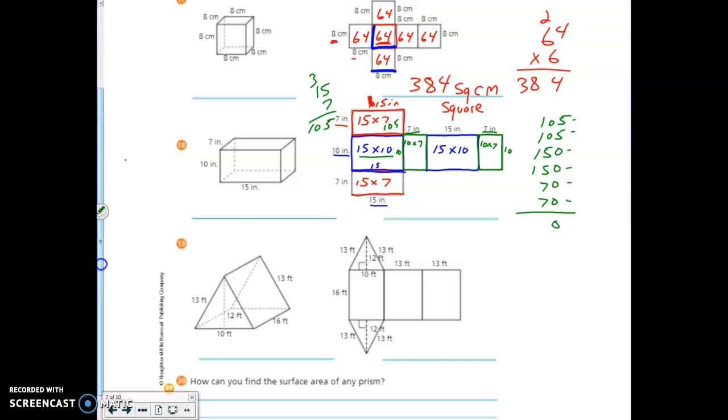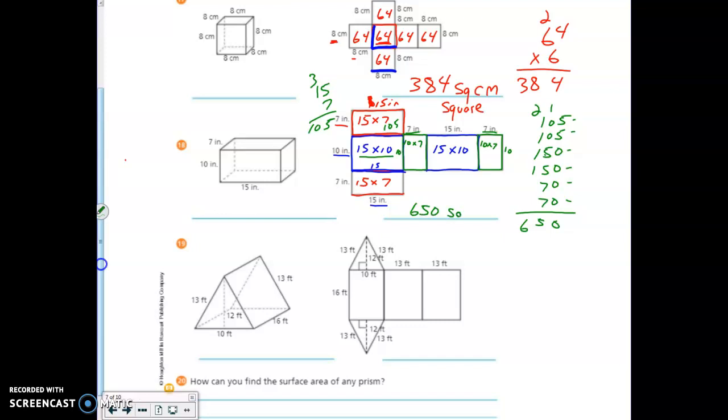5 plus 5 is 10, carry the 1. 7 plus 7 is 14, 19, 20, or 24, and 25. Carry the 2 in that instance, kind of unique to carry a 2. And then 2, 3, 4, 5, and 6. So our surface area for this rectangular prism, guys, is 650.